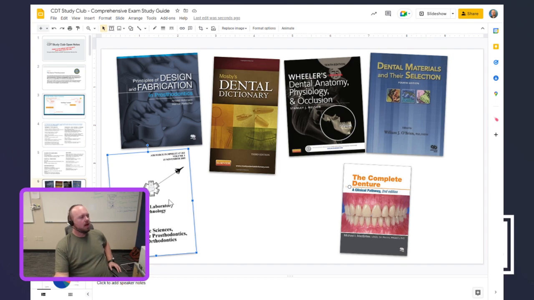The other things that we have here are all copyrighted materials: Principles of Design and Fabrication, Mosby's Dental Dictionary, or some other dental dictionary, Wheeler's Dental Anatomy, and I don't think this is in print anymore either, so we're substituting in a different one. If you Amazon search for dental anatomy, it's going to be the one that pops up. It's really cool, like black and green and yellow cover. And then Dental Materials and Their Selection, also out of print, and the Complete Denture Clinical Pathway. Dental Materials and Their Selection and Wheeler's Dental Anatomy are both available used online pretty easily, but you have to look for them.